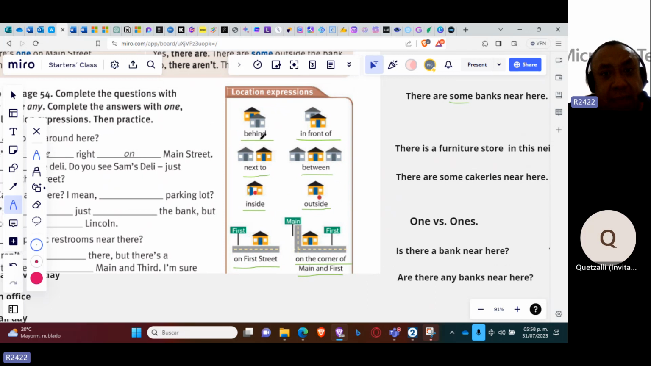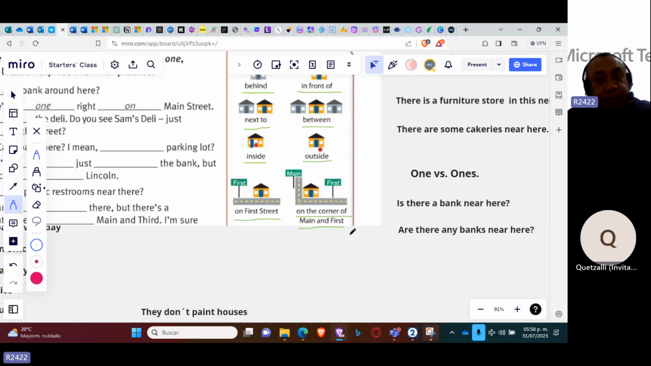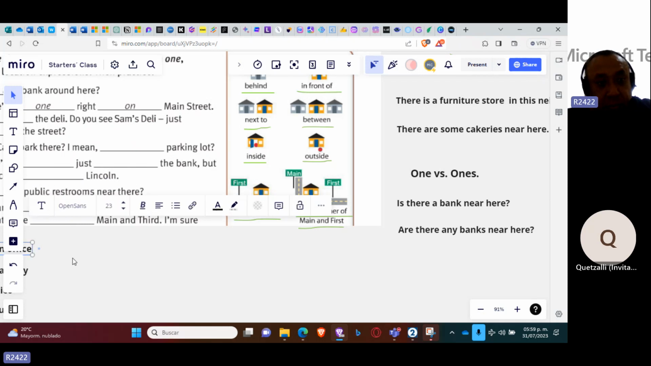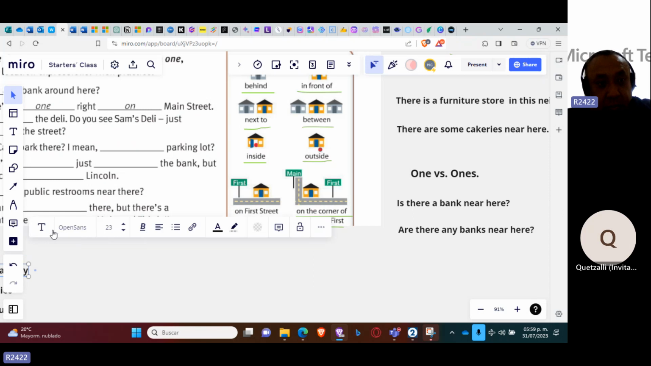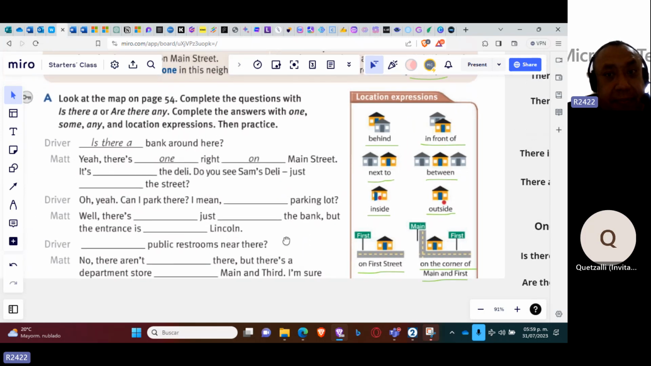Aquí copia las que no tenemos. Por ejemplo, behind ya lo tenemos, in front of ya lo tenemos, inside también. Solamente copia esta, mira: on First Street, y on the corner of Main and First. Okay. Ahí está, ¿ready?